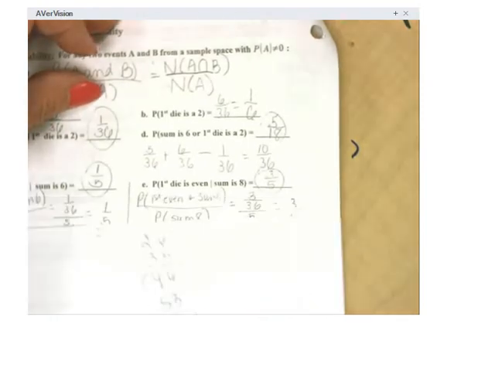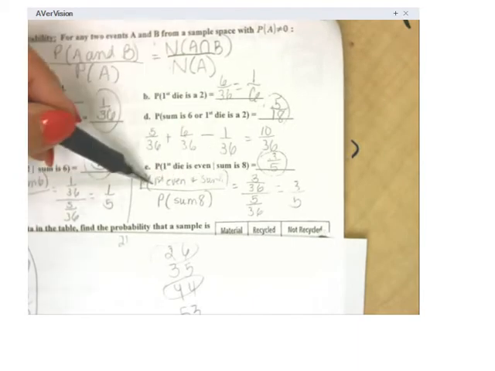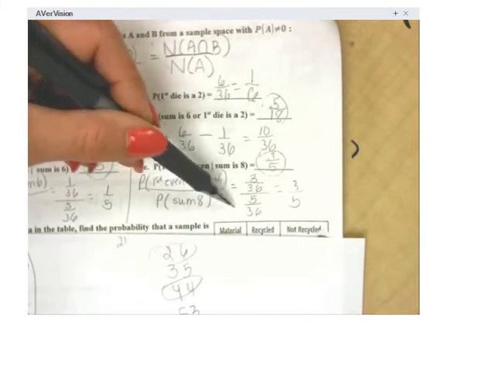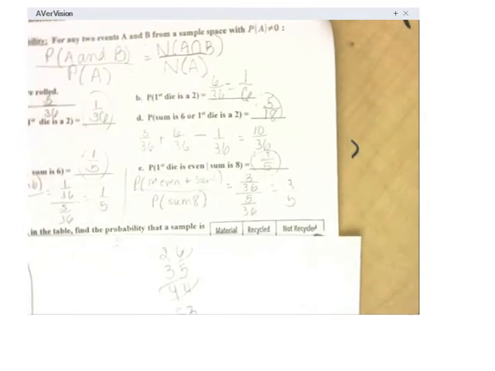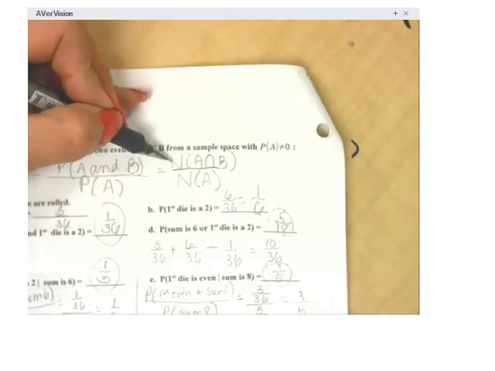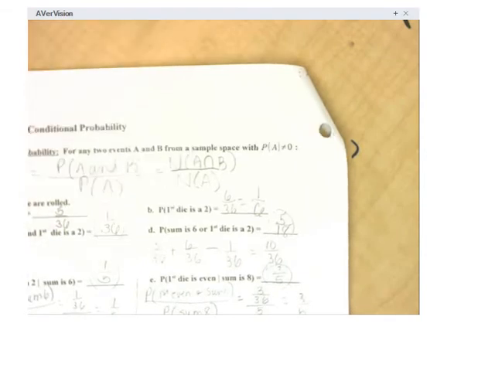Now, I also could go through and find the intersection, which is 3 out of 36, divided by the probability of the sum of 8, which is 5 out of 36, to arrive at the same answer. But again, if I can count the number of items in the intersection out of the number of items in the conditional or given set, that's usually the easiest way.